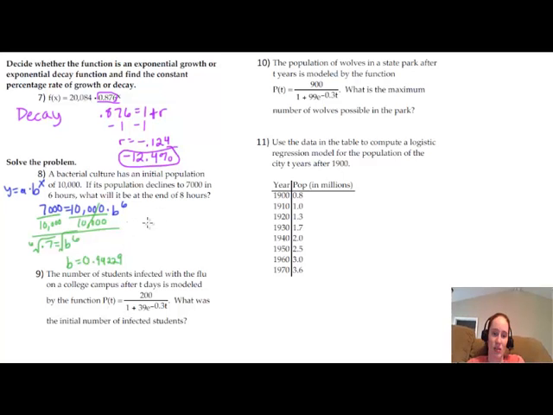Now we want to use this back in our formula. So y equals 10,000, our initial population, times our decimal, and we're talking about at the end of 8 hours, so we put in 8 here. Plug all that into your calculator and you should get 6215.328, which we might round to 6215. Something like that.